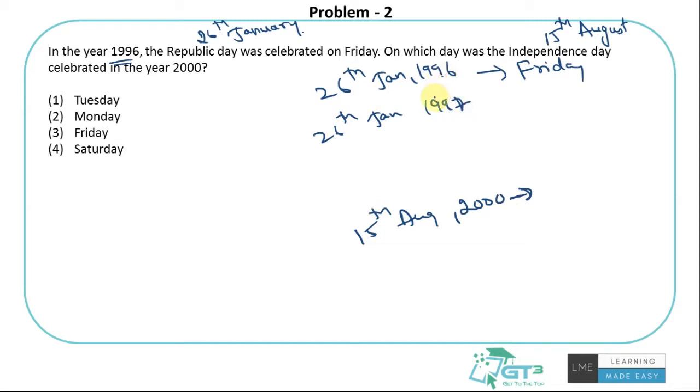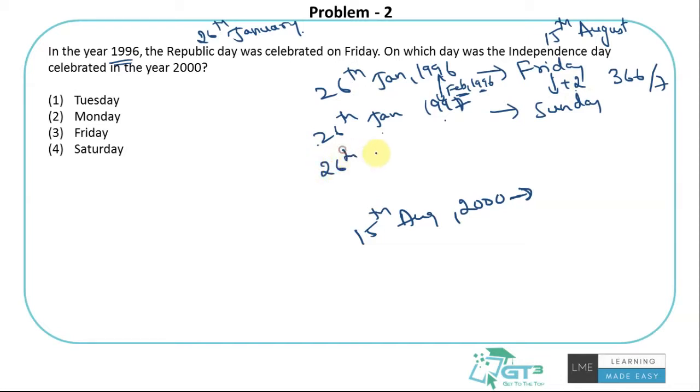So 1996, is it a leap year? Yes, it is a leap year. So 1996 to 1997, right? February of 1996 is included in this. February of a leap year is included, so that means it is plus 2 extra days because it has 366 days between these two, 27 January to 26 January 1997. So 366 divided by 7 gives me 2 extra days. So 26 January 1997 will be Friday plus 2, that is Sunday.